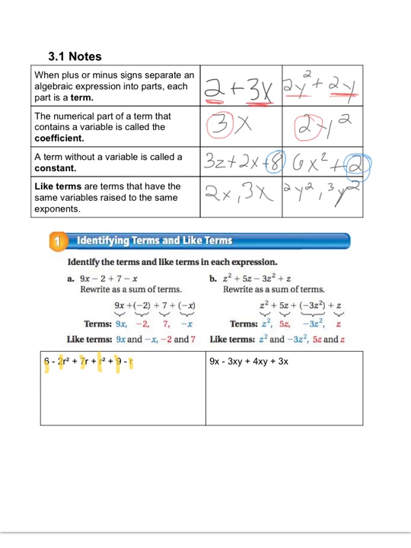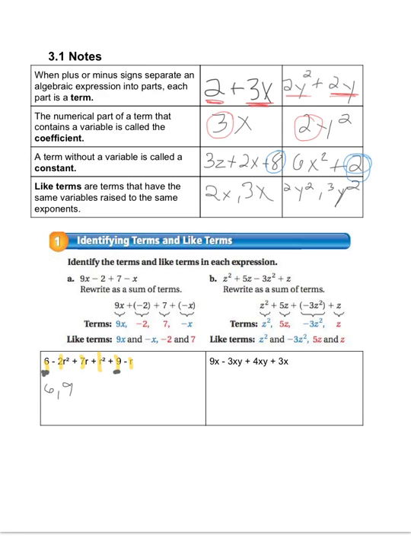Now I'm going to identify my like terms. First, I'm going to find my constants. Remember, a constant is a term without a variable. So if I look here, I have the number 6 and I have the number 9. Those are like terms because they are constants.